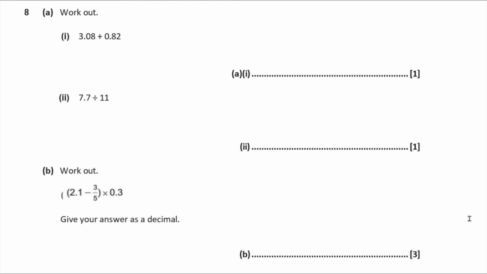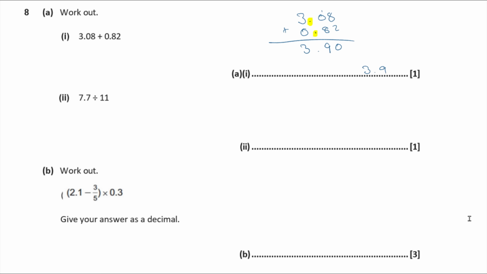Okay? Question 8a, work out 3.08 plus 0.82. Now, for this one, I'm going to line up the decimals. So 3.08 plus 0.82, making sure the decimals are aligned. Yes, they are, look. And then I can just add up along the columns, can't I? So 8 plus 2, that's 10. 0 carry 1. 1, 0 and 8 make 9. And 3 and 0 make 3. So that becomes 3.90. I'm just going to write that down as 3.9. I don't need to write that extra 0 down.